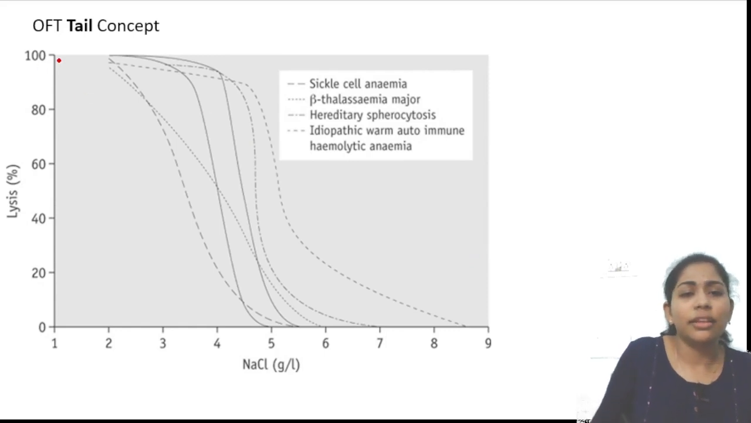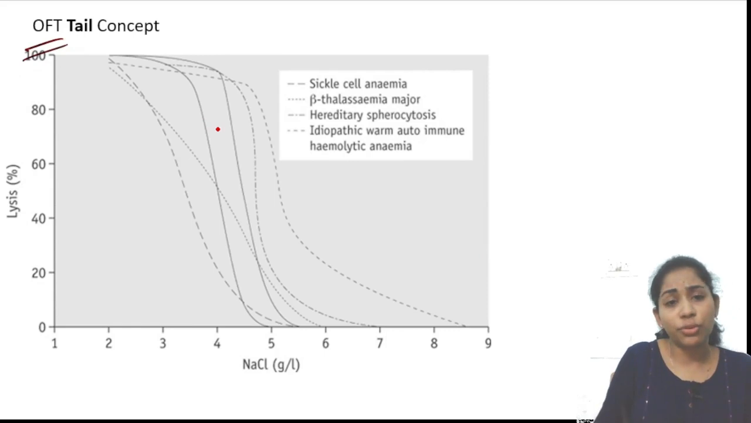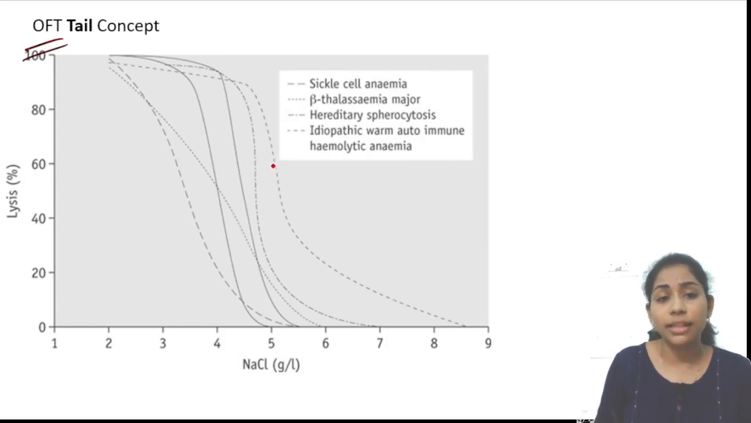In HS, the first and foremost test we'll do is OFT, right? OFT is the first and foremost test, and everyone knows this. These spherocytes are very fragile. They lyse even at higher concentration, so there is a right shift of the curve. The continuous one is the normal, and the dotted one is the HS patient.